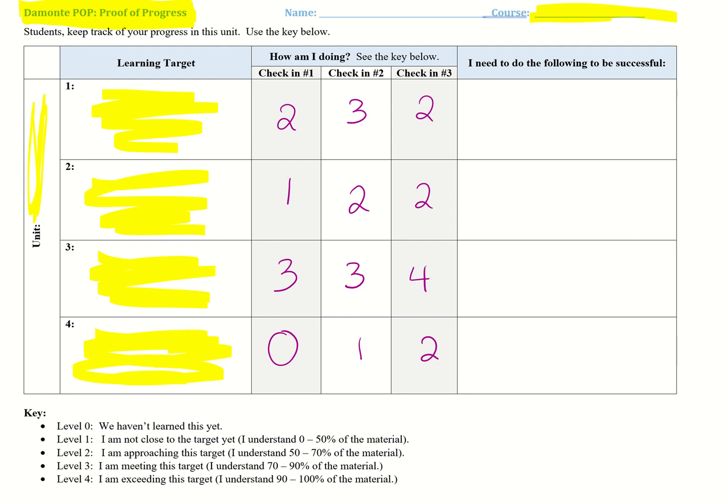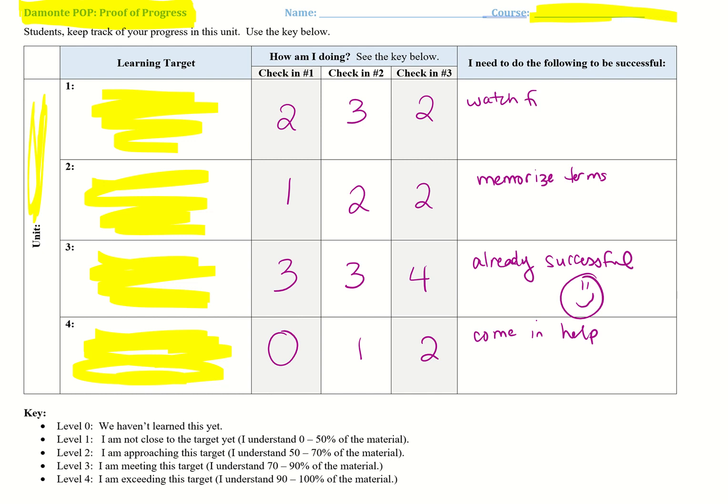What do they need to do to be successful? Maybe they are already successful here. So maybe this one, they don't need to do anything, but perhaps this one, they need to come in for help. Maybe this one they're not understanding. Maybe this one they just need to memorize some terms. They understand it, they just kind of forgot it along the way. And maybe this one, they need to watch for careless errors. Or maybe there's a certain part of this that they really don't understand and that they need to get help on a certain part of this.